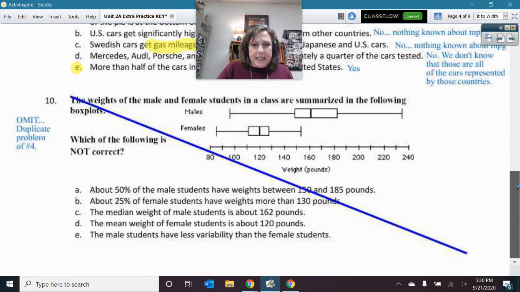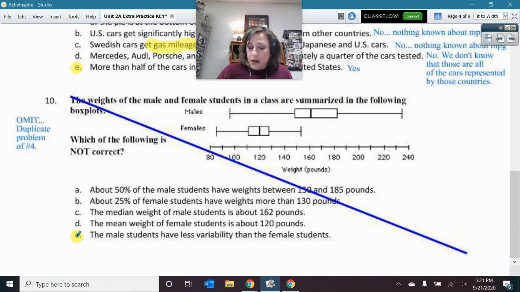All right. Next. This one I marked off because it was a duplicate of the other one that I went over in problem number 4. But I think because you happen to have 4 and 5 missing this year, the copier didn't copy it, so let's take a look at this. A and B and C are true. Now this one's interesting. D says the average weight of the females is about 120. And then E says the males have less variability than the females. So E is definitely, again, the one that is not correct.